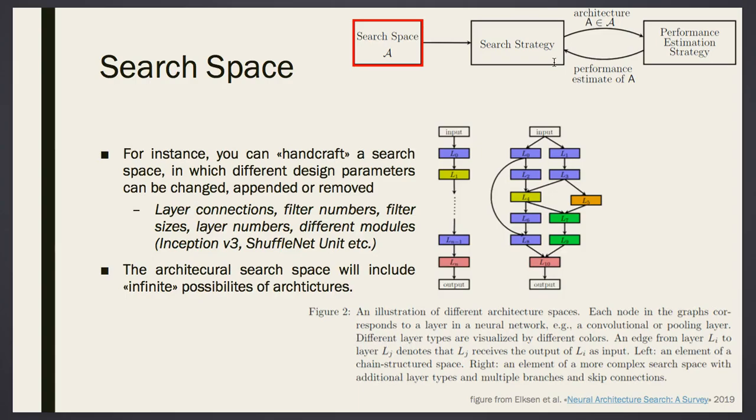For example, let's start with an example. You can handcraft a search space with different design parameters. As we talked, they could be layer connections, filter numbers, filter sizes, different modules, and this will create infinite possibilities of architectures. So in your search space, when you change a connection with another, this will create infinite possibilities.